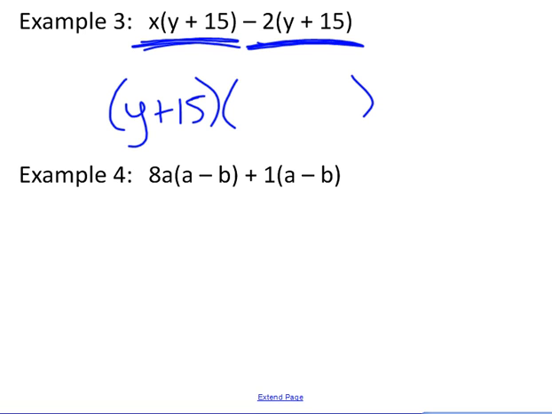So if I divide out a y plus 15, what's left? Well, the y plus 15s are gone, and I have an x. If you look at the second term, remember I'm dividing out y plus 15. If I divide out the y plus 15, I'm left with a negative 2.